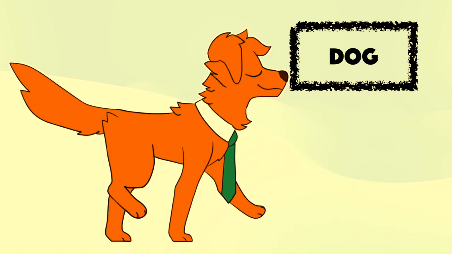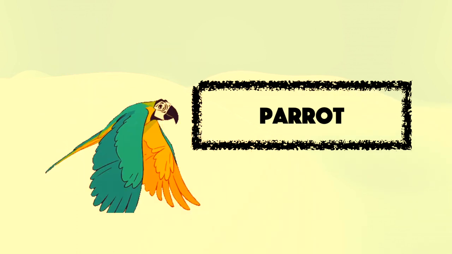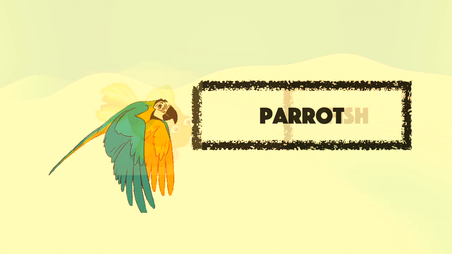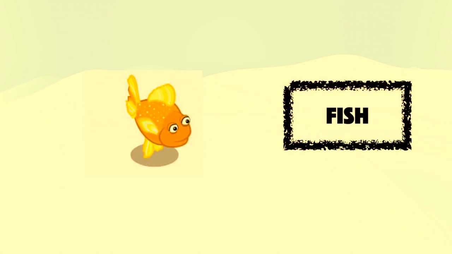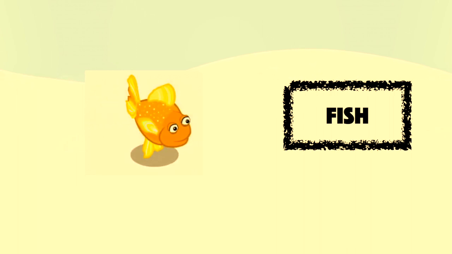D-O-G, dog. This is a parrot. Parrot is a pet animal. P-A-R-R-O-T, parrot. This is a fish. Fish is a pet animal. F-I-S-H, fish. We keep fish in aquarium.